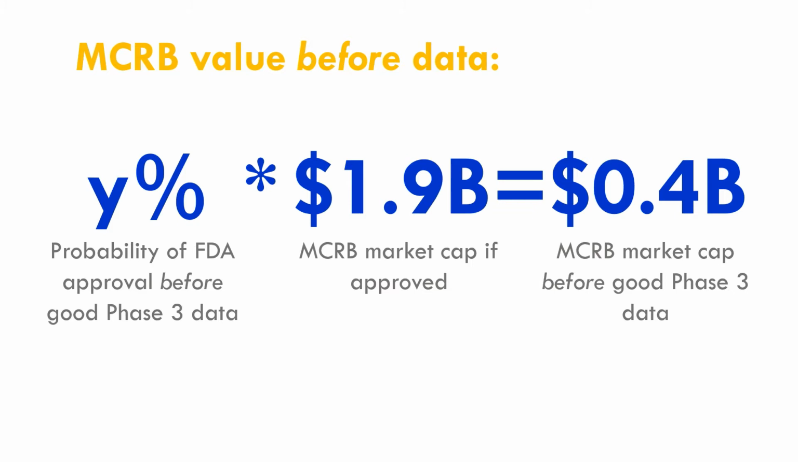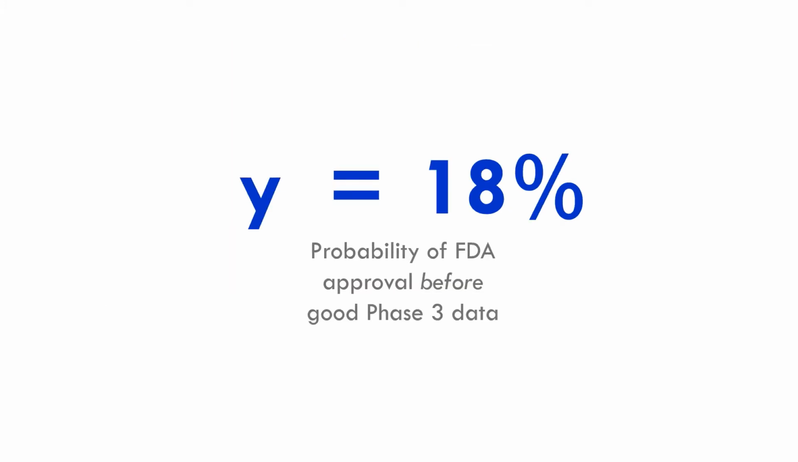So here again, take the probability of approval times the market cap if approved, and then you get the market cap at the stage, in this case before good phase 3 data. So solve for Y, and then you get 18%. It's a rough sense of the probability that investors gave of FDA approval before this good phase 3 data.